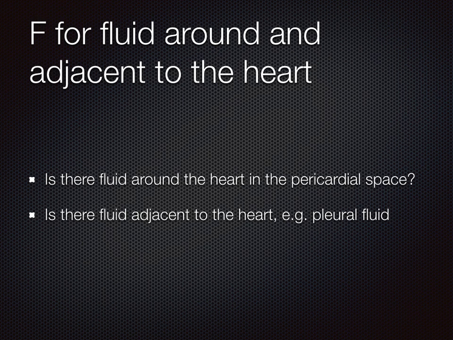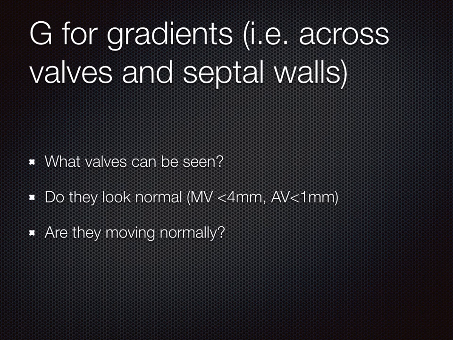Okay, moving on to F for fluid around and adjacent to the heart. Is there fluid around the heart in the pericardial space, or is there fluid adjacent to the heart? This may not be in the pericardial space, but for instance on subcostal four chamber views, sometimes you can see fluid in the peritoneal space, and on things like the parasternal long axis, below and to the left of the descending thoracic aorta, you may actually see fluid in the left pleural space. So F is for fluid.